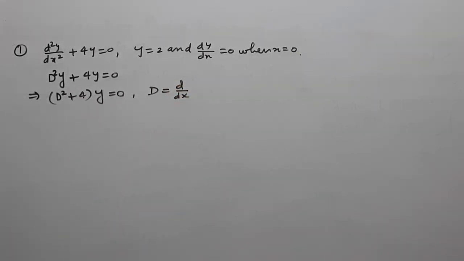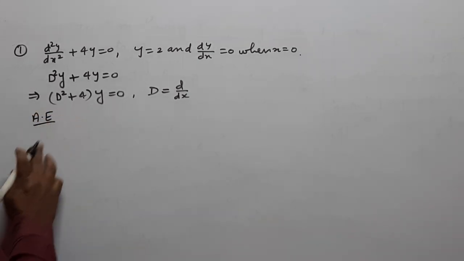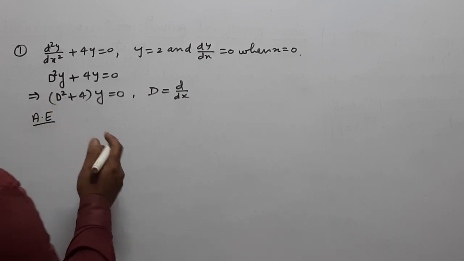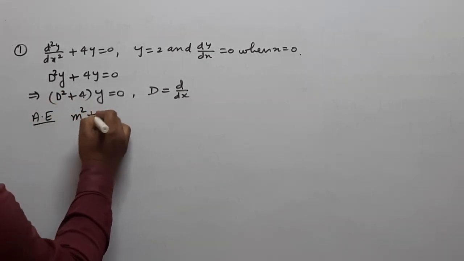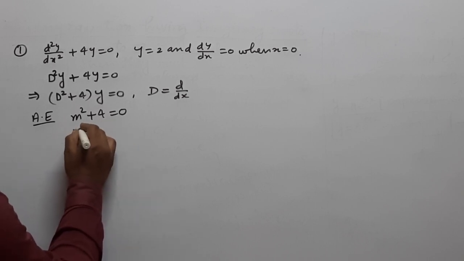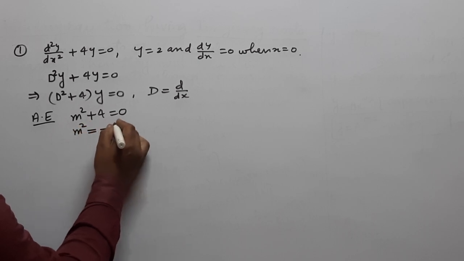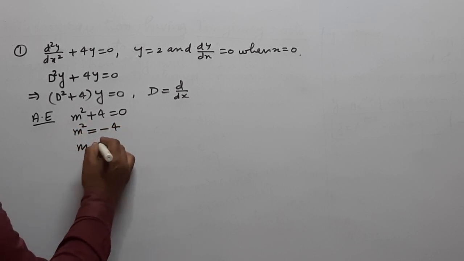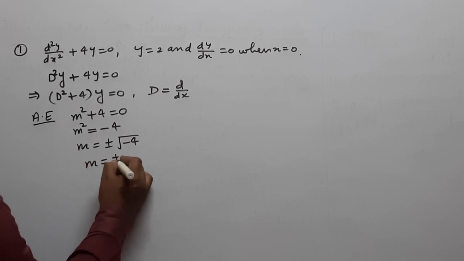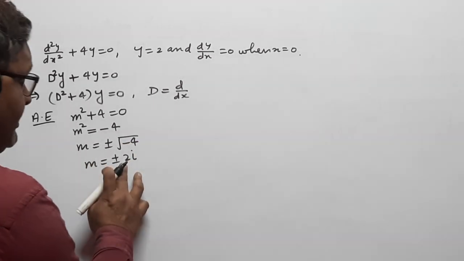Now we find the auxiliary equation. You know, if we replace capital D with m, we get the auxiliary equation. So this is m square plus 4 equal to 0. Now we find the solution of this quadratic equation. So m square is equal to minus 4, so we get m is equal to plus minus under root minus 4. So we get m is equal to plus minus 2i, because the square root of 4 is 2 here.